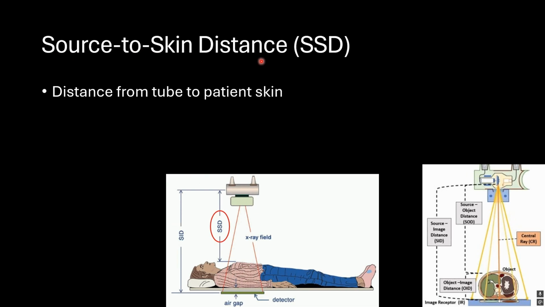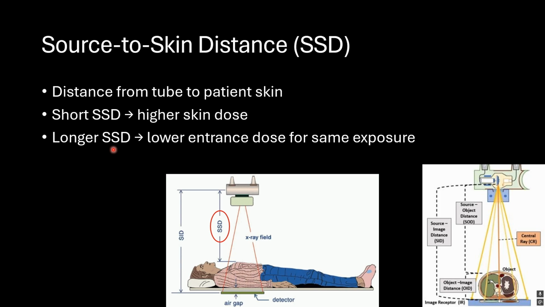For the source to skin distance, which is from the focal spot to the skin of the patient, this is the SSD, or the source to skin distance. When we have a short SSD, by having the skin near to the X-ray tube, we'll have a higher skin dose. Why? Because the skin will be near to the X-ray source. With a longer SSD, by moving the tube away, there is a lower entrance dose for the same exposure.